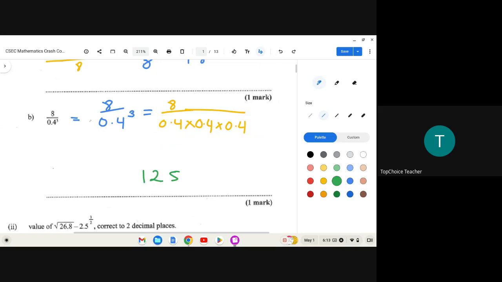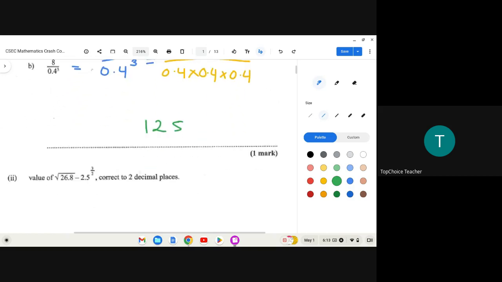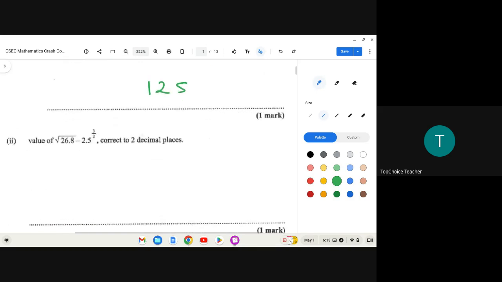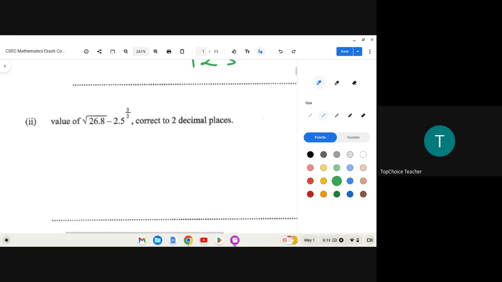All right, so we good with this? We're moving on because of the volume of questions I want to get covered. I'm quickly going to transition to number 2. Okay, so this question as well requires you to plug in stuff on your calculator. This is a calculator type question. So we have the root of 26.8, which you could put on your calculator, take away 2.5 to the power of 3 over 2.